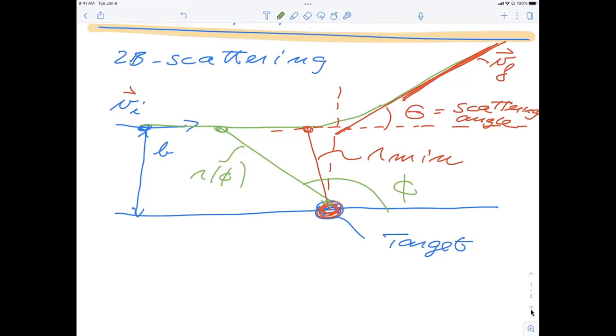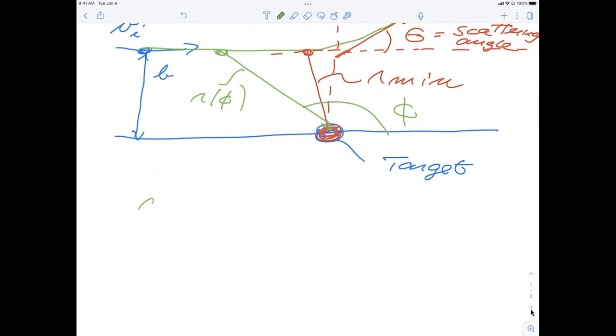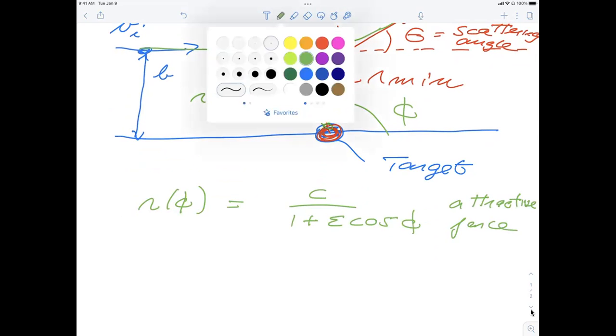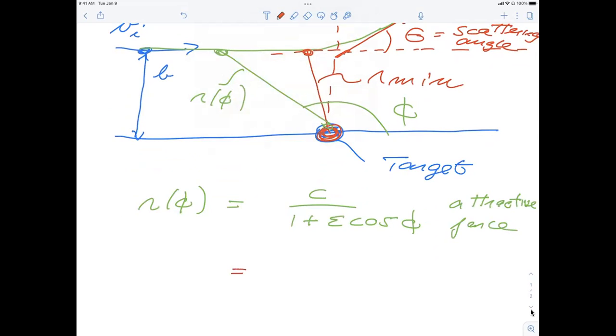Now, what we have analytically is that we derive this expression here, where we have a constant of 1 plus epsilon multiplied with cosine of phi, if the force is attractive. So this is an attractive force, like the gravitational force, or the gravitational potential. Alternatively, it is given by the same constant, but then we have epsilon cosine phi minus 1, and then we have a repulsive force.